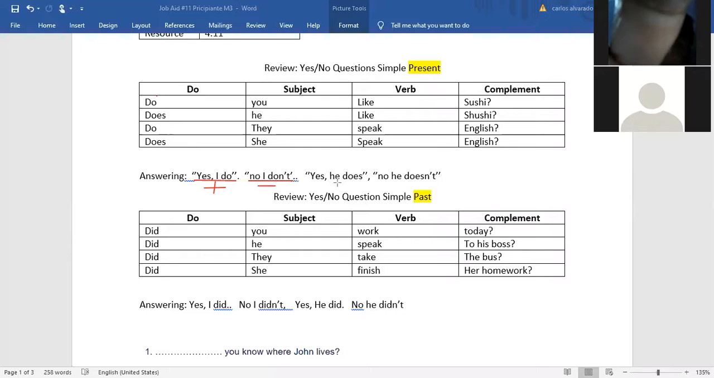Okay. En el caso de he or she, entonces tengo que usar does. For example, does he like sushi? Yes, he does. Positive, right? And negative: No, he doesn't. Okay? Very good. Questions for this? Es como un repaso, ¿verdad? Ustedes ya vieron esto en las secciones anteriores. So it's do and does, okay?